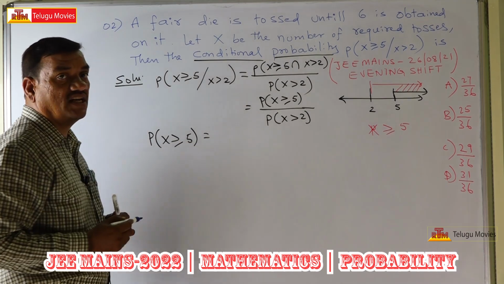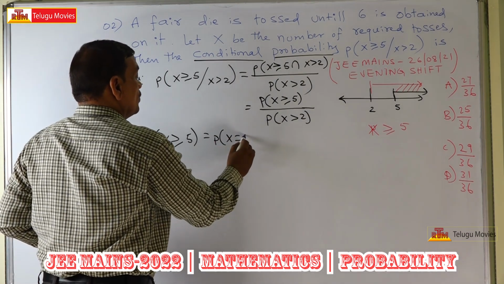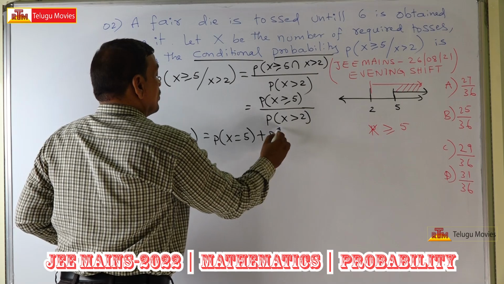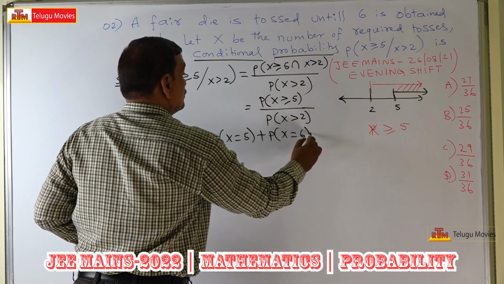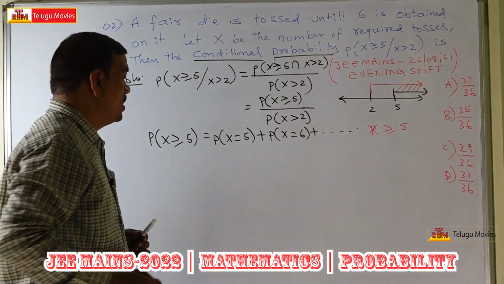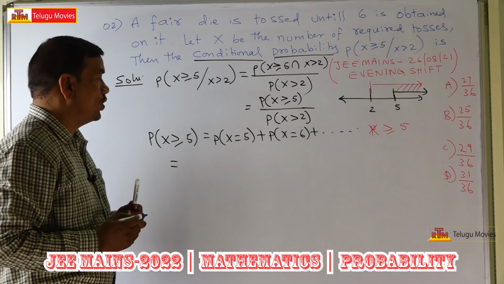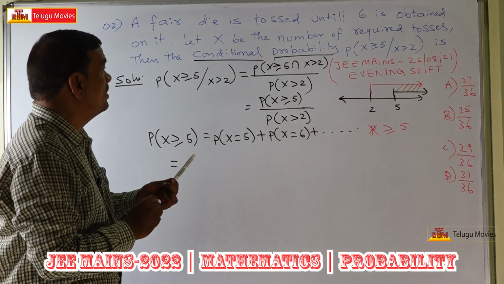Probability of x greater than or equal to 5 means what? Probability of x is equal to 5 plus probability of x is equal to 6 plus so on, to infinity. Okay, now coming to probability of x is equal to 5. See here, now coming to the problem.